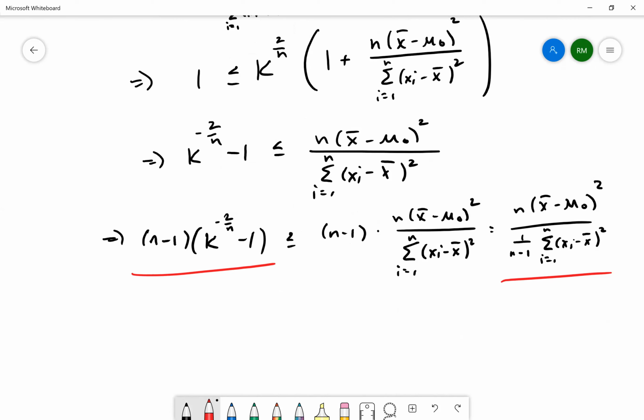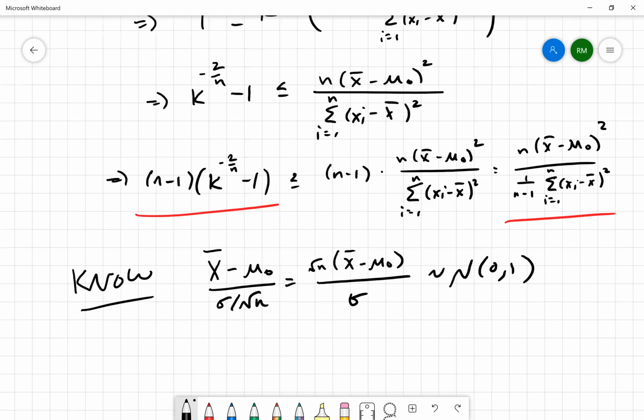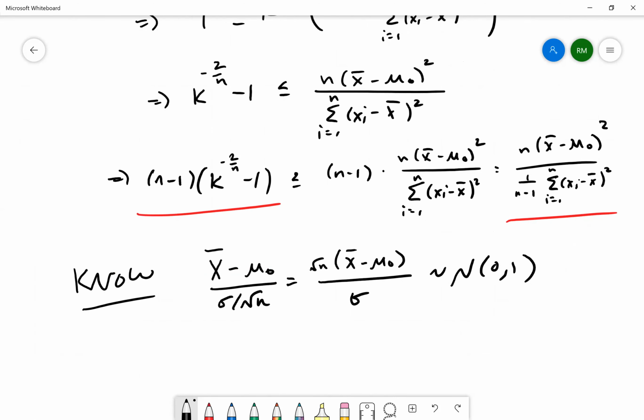Well, here's what we know. What do we know? We know that x bar minus mu 0 over sigma over root n, which is the same as root n times x bar minus mu 0 over sigma, is the standard normal variable. We know that x bar is normal with mean mu 0 and standard deviation sigma over root n.